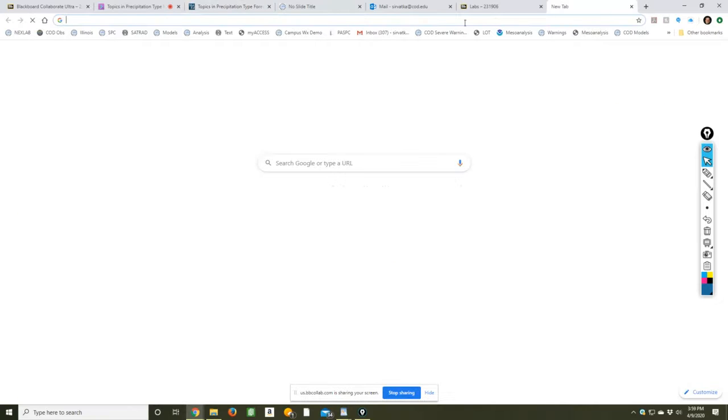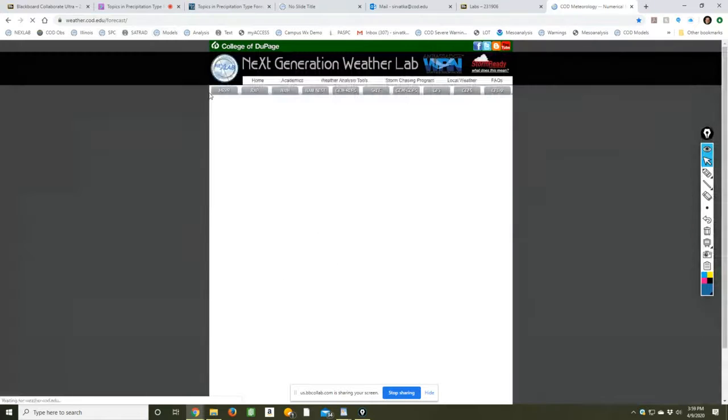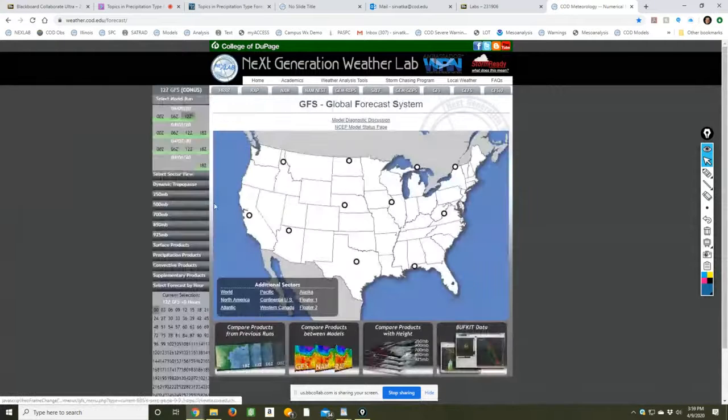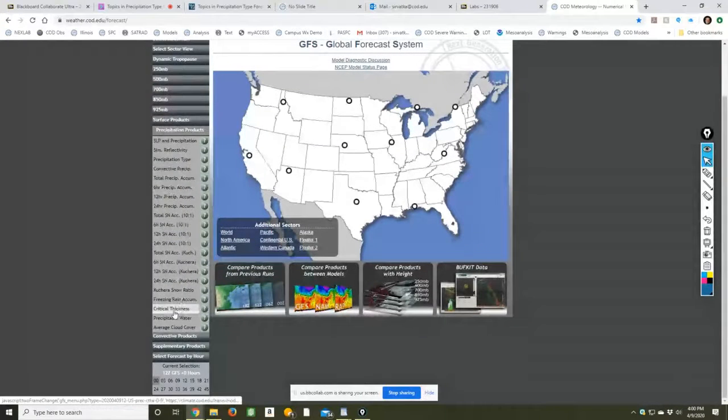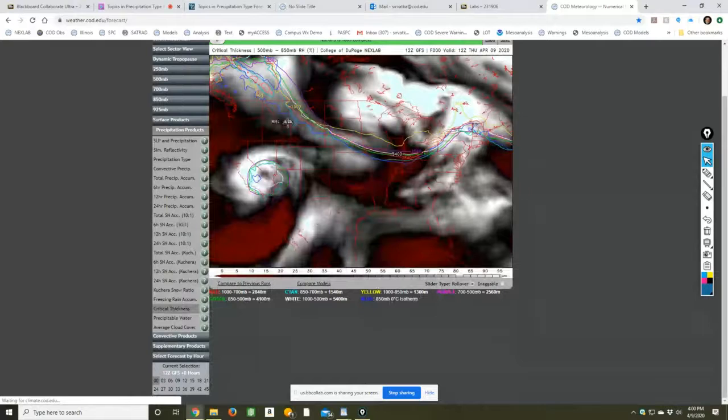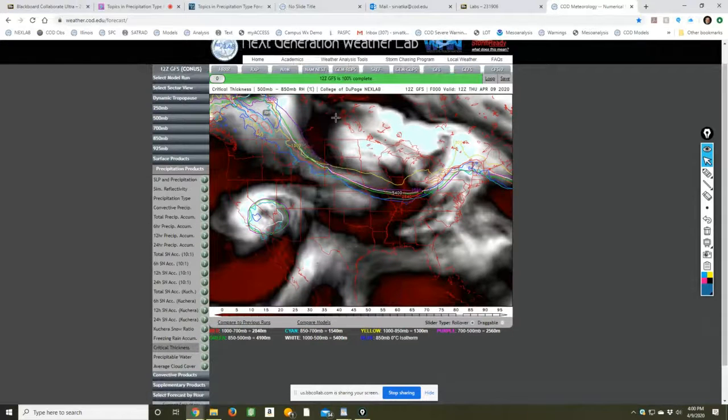Just to give you some idea of how that works, we have some models that we use. In this model, we will look at critical thickness. I'm showing you a bunch of critical thickness, and where it's light blue and white is where it's cloudy. The one that I care about is the white line. That's 5,400 meters. So if we look at where that is right now, that's south of us, which means all areas to the north are cold enough to produce snow.